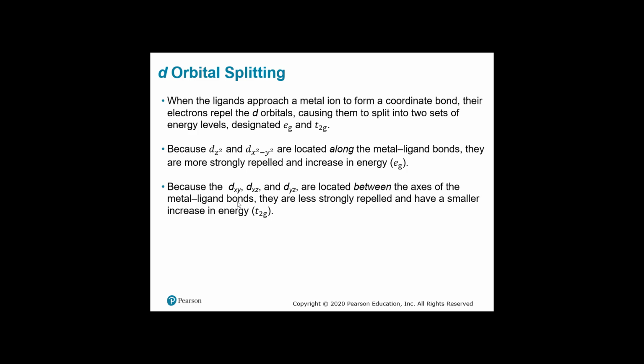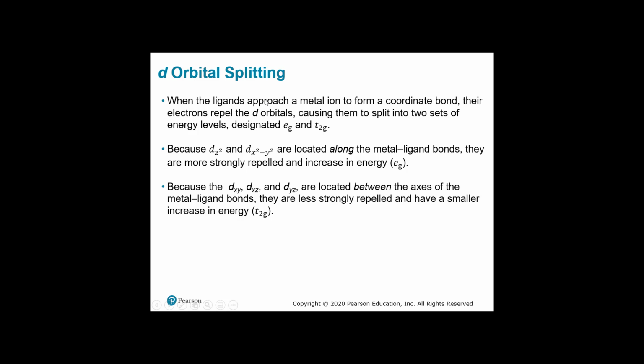But the metal ion still does have charge to it. Their electrons repel the d orbitals and cause them to split into two sets. Now, it doesn't say it on this one, but there are two energy levels. They're designated EG and T2G.